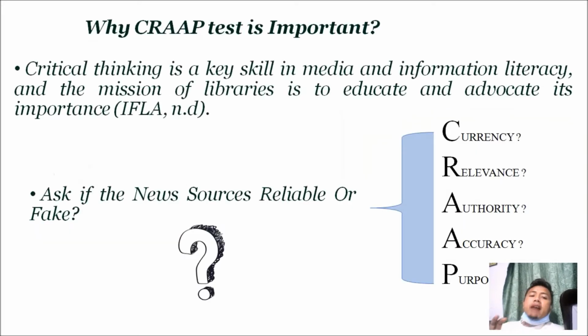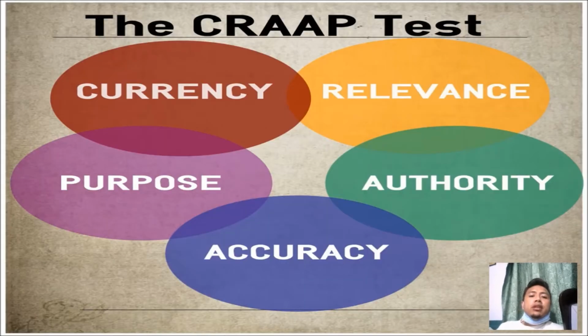It is important to have critical thinking skills because this is part of the media and information literacy skills you need to possess in order to be able to identify fake information. As library professionals, we should be able to educate and advocate the importance of critical information. Whenever you come across any information source, it is important to put it to the test. How? By using the CRAAP test. CRAAP stands for currency, relevancy, authority, accuracy, and purpose.